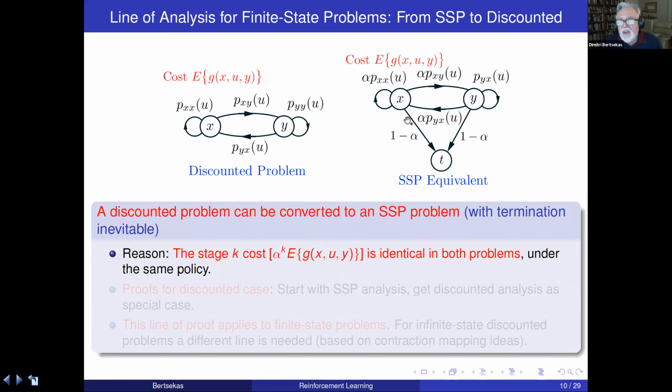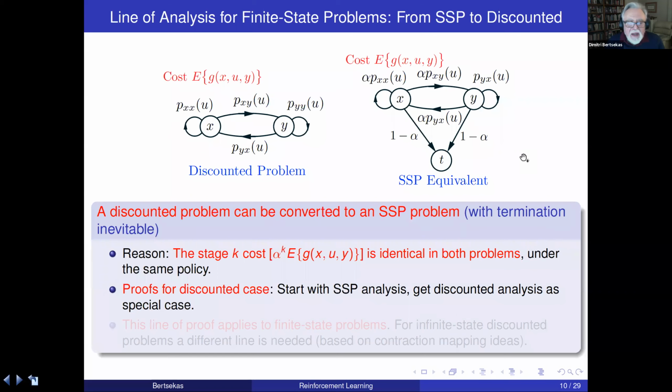So the transitions are the same as long as we have not terminated, and the costs are the same as long as we have not terminated. So the two problems are equivalent. They have the same cost. It's easy to see that. And also the same policies because the structure of control is the same within the two. So here is how we get proofs for the discounted case. Start with the SSP analysis and get the discounted analysis as a special case. It's immediate almost.